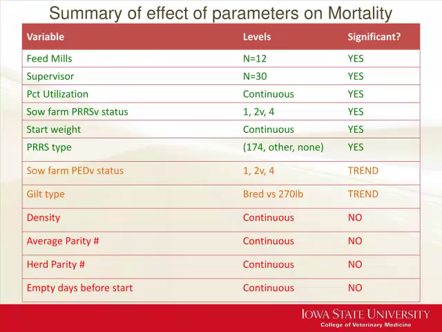So we ran several univariate models here and selected the ones that were significant or tended to be significant in the univariate analysis to build the final multivariate model. At this stage, the ones marked yes here had a p-value less than 0.1 to move forward, and the ones marked trend had a p-value less than 0.2. The ones that were not significant, we just removed and did not consider in the final model.